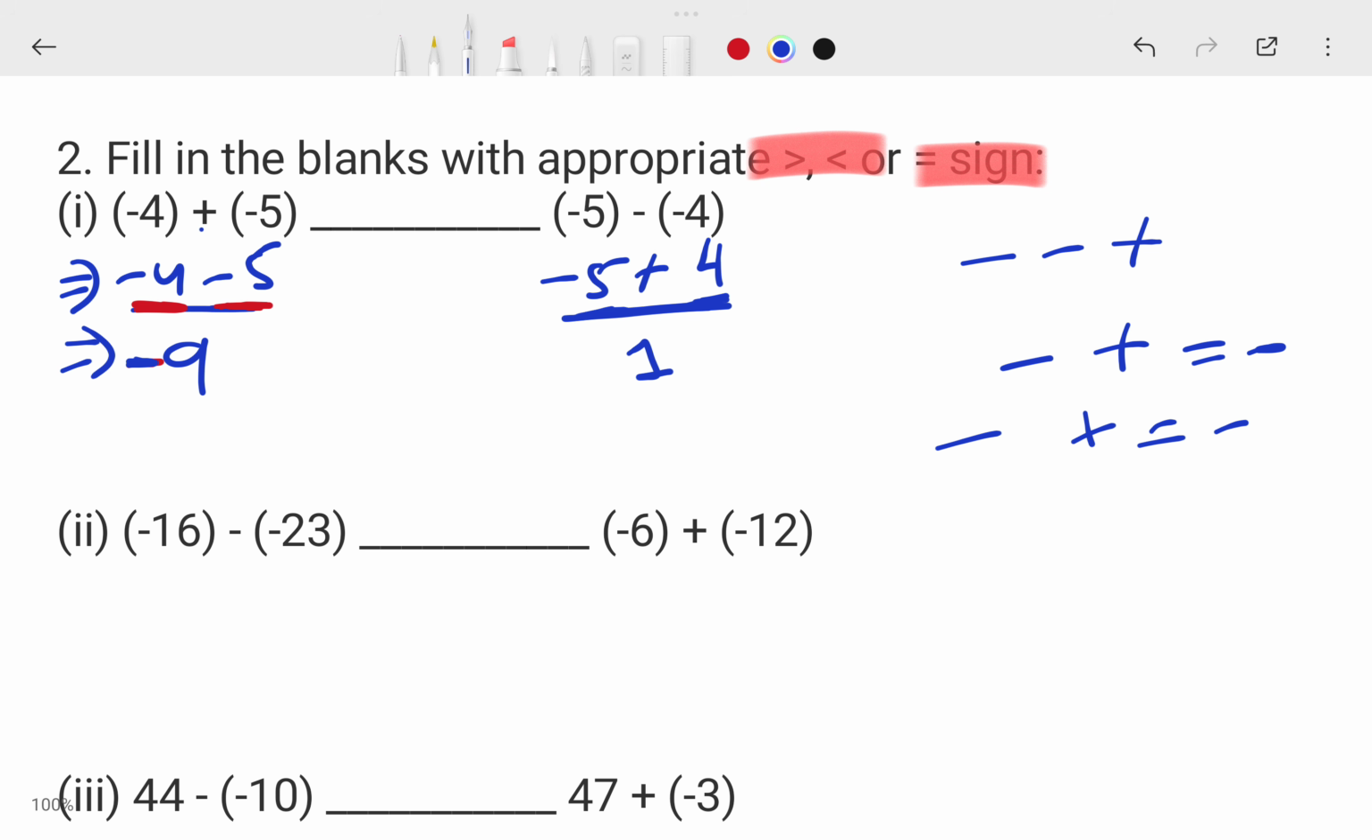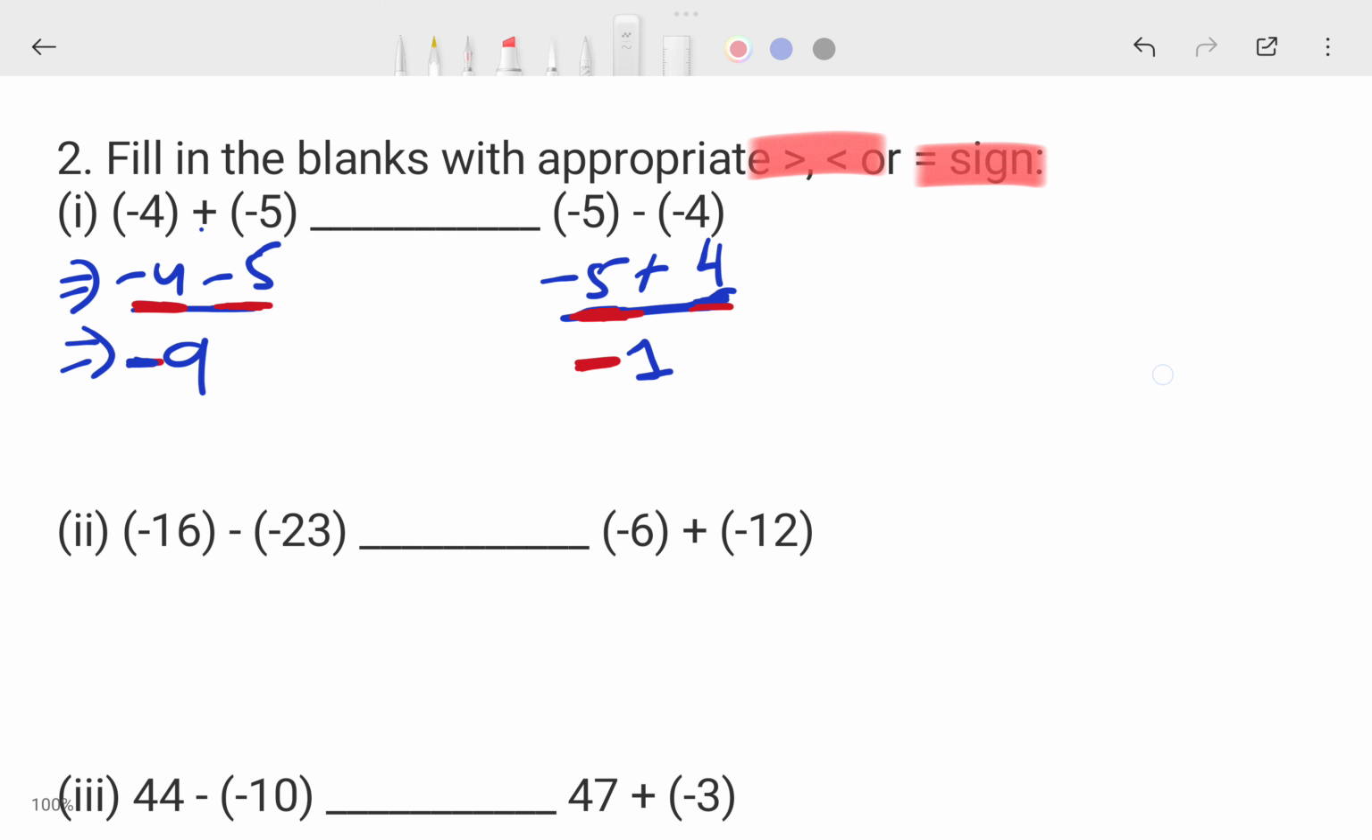So in this case, between 5 and 4, which is greater? 5 is greater. Which symbol does 5 have? 5 has the negative symbol, so you will put -1. So now our answer is clear.